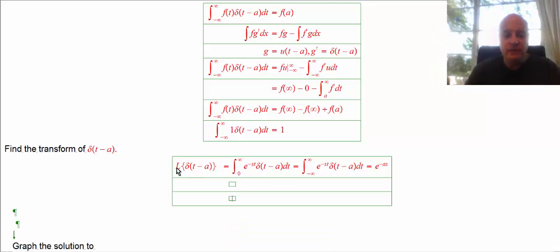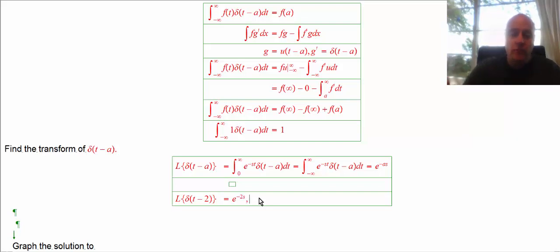So we can do easy things. Like if I ask what's the Laplace transform of the Dirac delta function at 2, the infinite spike happens at 2, well, that's going to be straightforward. That's just e to the minus 2s. Done.